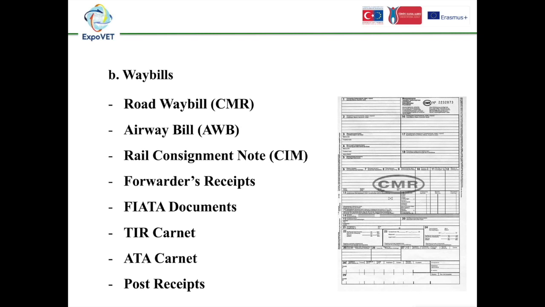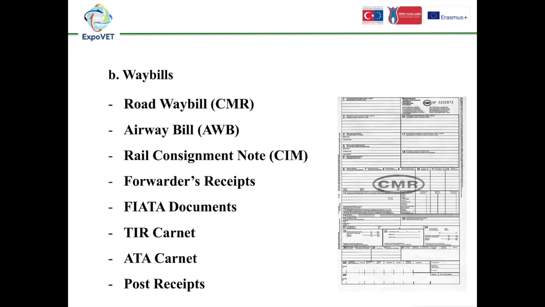However, it should not be forgotten that this document does not constitute a valuable paper, therefore it cannot be endorsed. However, in practice, CMR contracts, which represent the goods and are therefore considered as negotiable instruments, can be drawn up between the countries that are party to the CMR Convention.